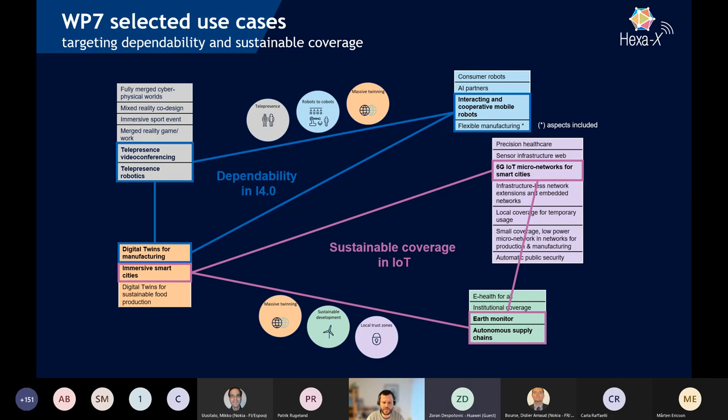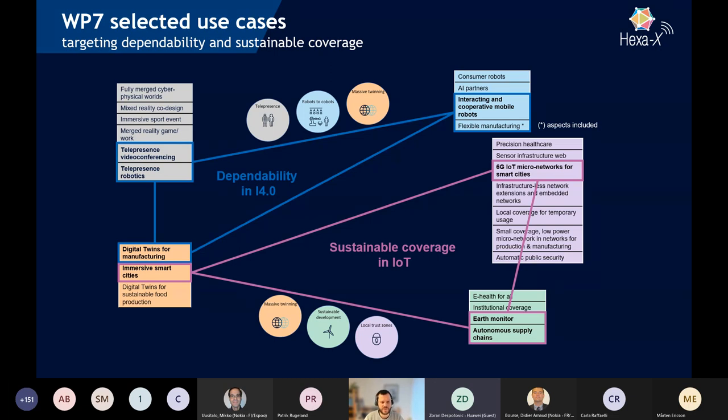On the sustainable coverage side for IoT, we looked into one use case from the local trust zones family, the 6G IoT micro networks for smart cities. We also focused very much on sustainable development use cases with Earth Monitor and autonomous supply chains. And we have one use case in there from the massive twinning family, which is immersive smart cities, that also goes well with the local trust zones use case we selected here.